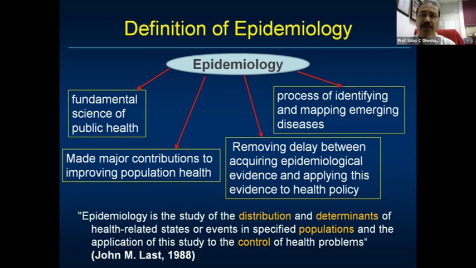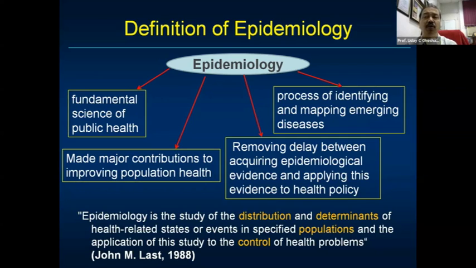Now, epidemiology is the study of distribution and determinants of health-related states or events in a specified population, and the application of this study to control of health problems. So what is epidemiology? Epidemiology talks about distribution of the disease and determinants of the disease in a population, and that ultimately helps us to control those problems of the population.